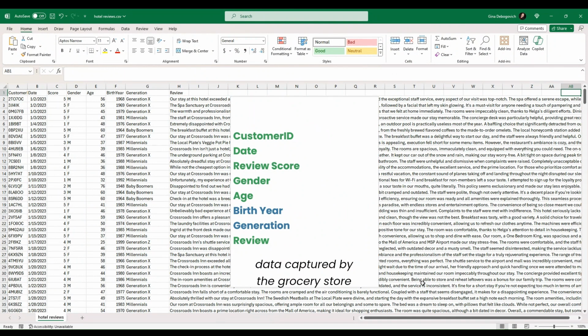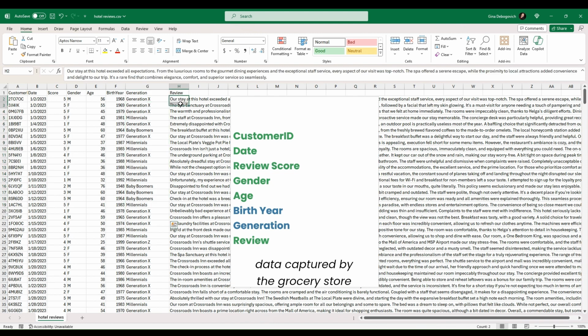Within the dataset, here are the columns we have: customer ID, date of the review, review score, gender of the reviewer, age of the reviewer. From that, we then inferred birth year and their generation, and then we have the text of their review.